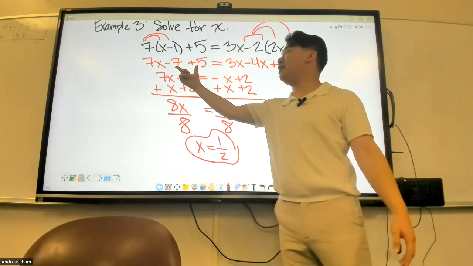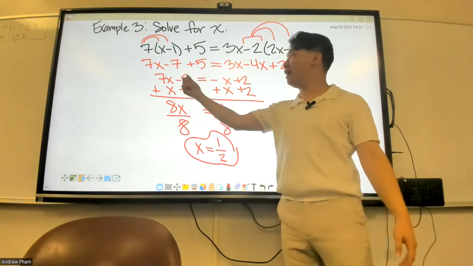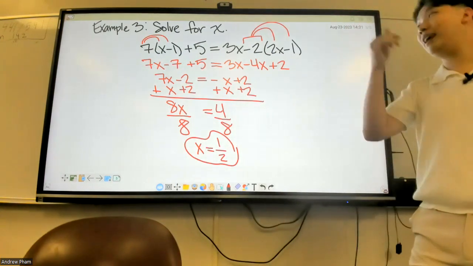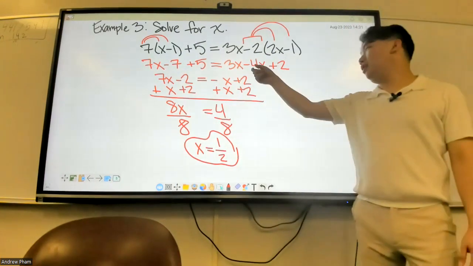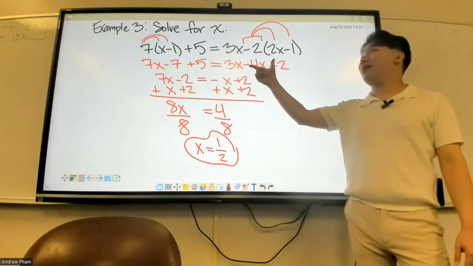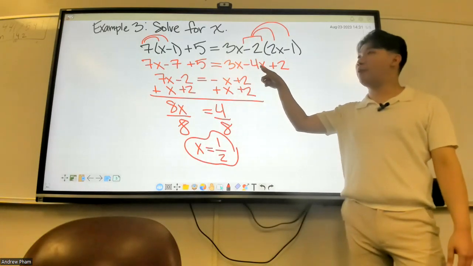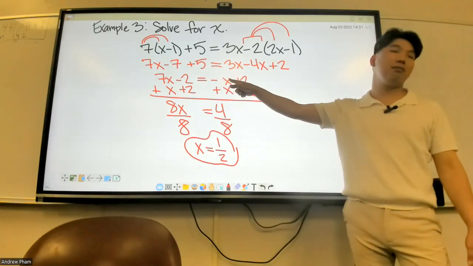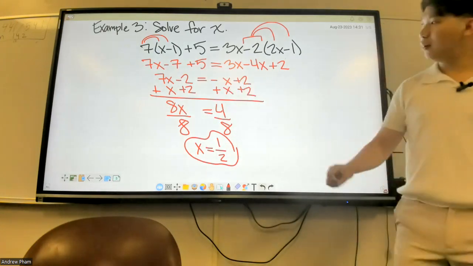But here, I can definitely say -7 plus 5, I get -2. You can also say 5 minus 7, I get -2. On the right, I do the exact same thing. 3x minus 4x. 3 minus 4, I get -1x plus 2.